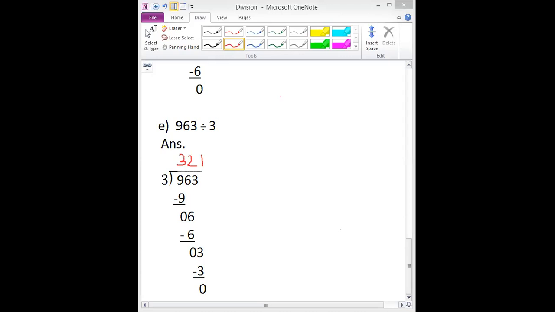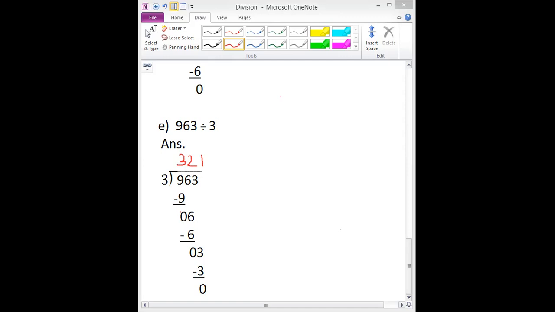The second step, multiply the divisor with your answer. So 3 multiplied by 3 is 9. Write your answer exactly below the number which you are dividing. You are dividing 9 here. That's why after multiplying, you got 9, so you write 9 below 9. Then take out the difference. So 9 minus 9 is 0. You are done with 9 now. You will do the same for the second digit and the same for the third digit.